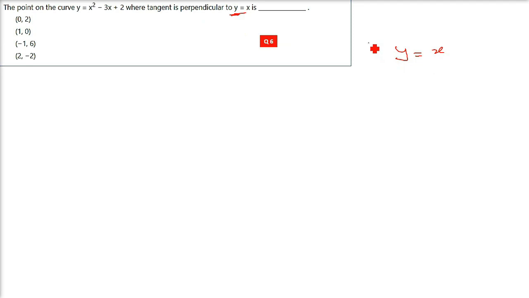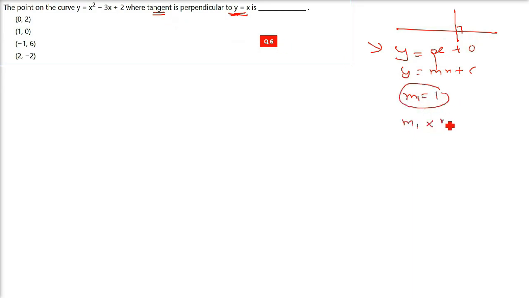When you have y equals mx plus c, you can get an m here, but that m is the slope of the line, but the tangent is perpendicular to that line. So you have to find out the line which is perpendicular to y equals x. The slope of y equals x is 1. What will be the slope of a line which is perpendicular to this line?